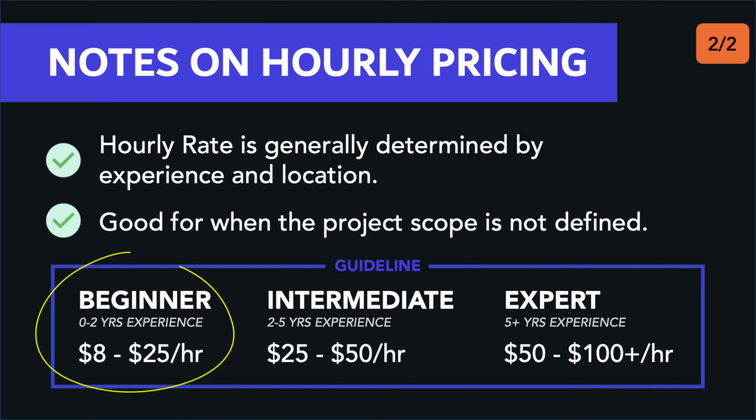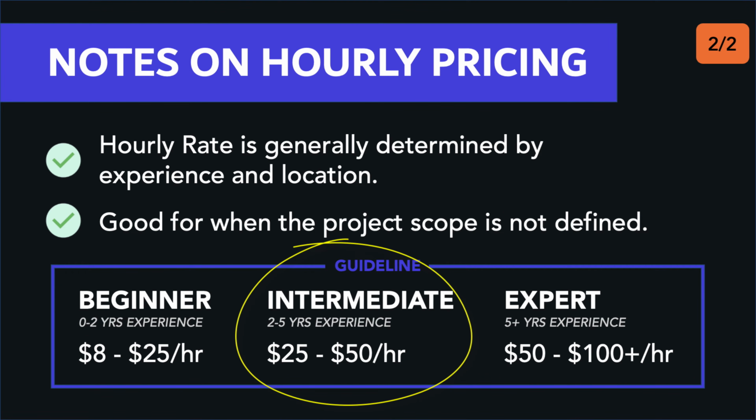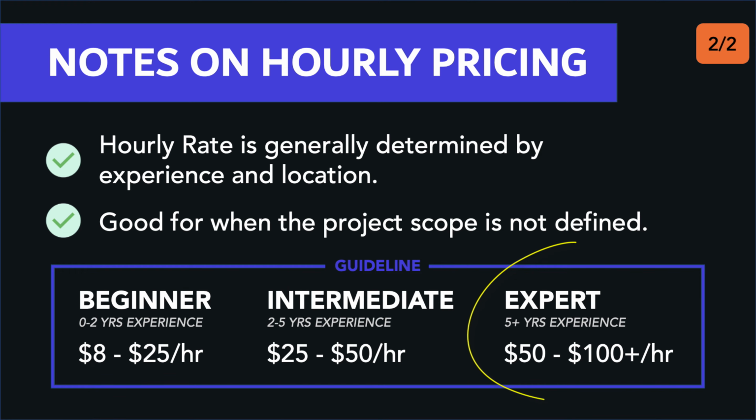So if you're a beginner, 0 to 2 years experience, $8 to $25 an hour. Intermediate, 2 to 5 years experience, $25 to $50 an hour. Expert, 5+ years experience, $50 to $100 plus per hour. Again, this is just a guideline and I'm very curious to know your thoughts, but this is what I've found to be the standard norm in the industry. Let me know if you disagree or agree in the comments.